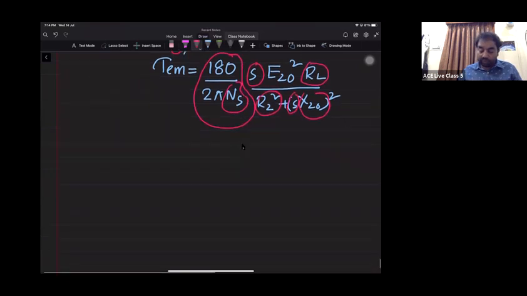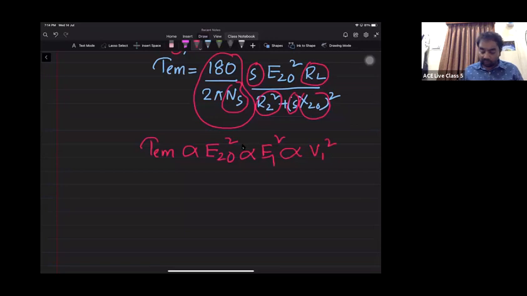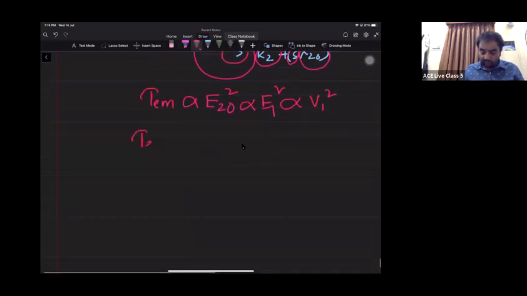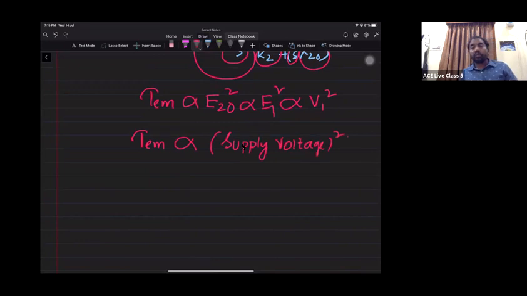Then what is the relation we have? As there is no load, the slip will remain constant. Electromagnetic torque is directly proportional to E2 naught square, and E2 naught is E1 by A, where A is again constant, so it is proportional to E1 square, and that is V1 square. So finally, electromagnetic torque is directly proportional to the supply voltage square.